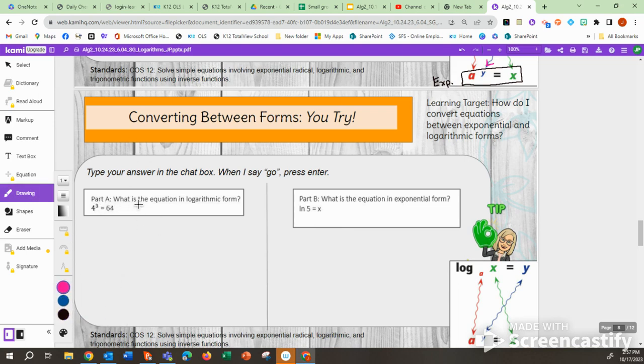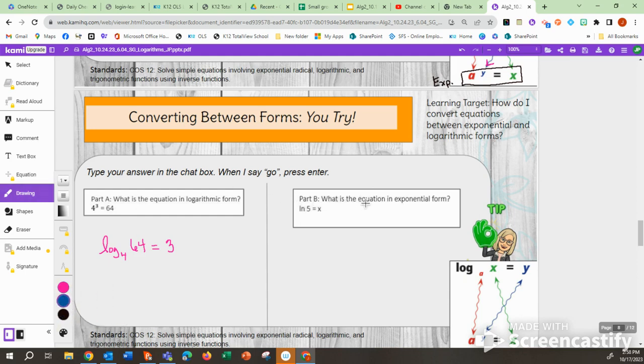All right, part A says, what is the equation in log form? So it's in exponential form. We're writing it in log form, so it's going to be log. The base is 4. The answer is 64, and this equals the power on the 4, which is 3. All right, hopefully you got the answer to part A. If you will try part B now, turn off your video. When you're done, turn it back on so you can check your answer.